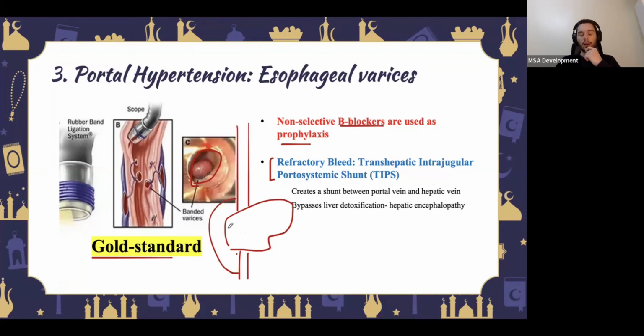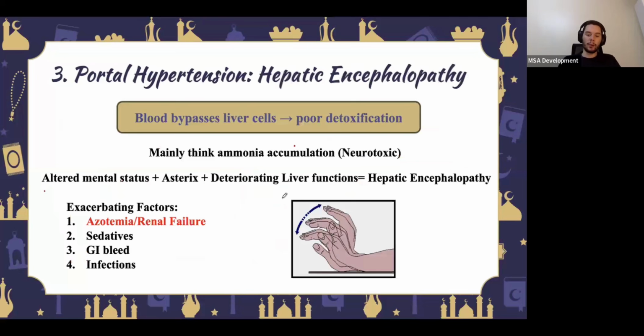And as you could imagine, this would relieve your hypertension. Thus, it bypasses the liver and could lead to a lot of problems, such as hepatic encephalopathy. Now, this perfectly leads the discussion to what is hepatic encephalopathy. Hepatic encephalopathy arises when the blood starts bypassing your liver cells.